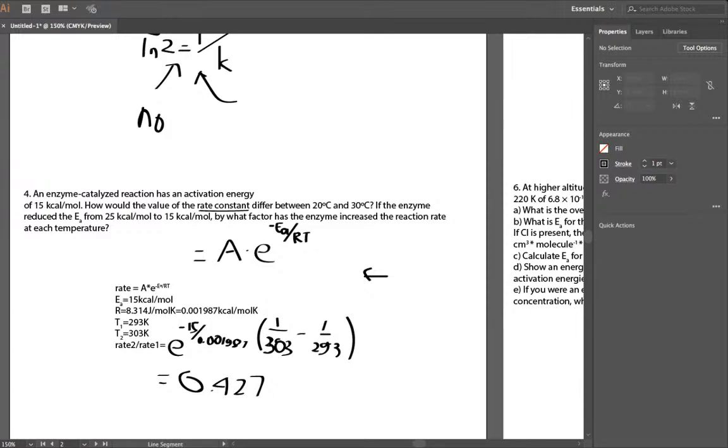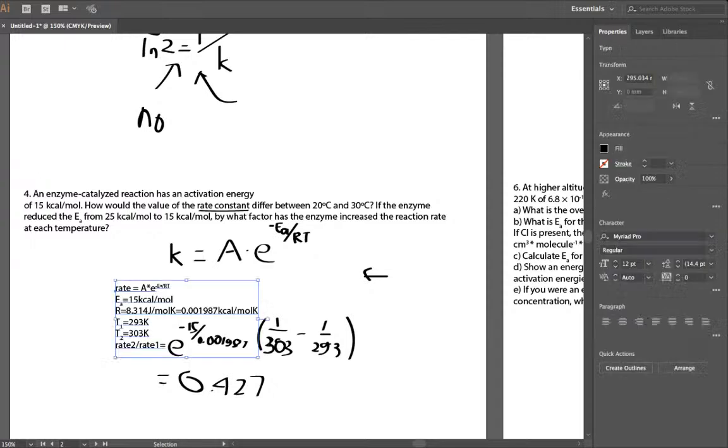Let me just write this down first. Okay, there. The only thing that would actually differ would be the A. Let me also check this. K equals A times e to the negative EA over RT. Sorry, instead here should be a K. K is the rate constant. So what I just found is actually K2 divided by K1. According to my theory, let's just assume that K1 would be the guy.